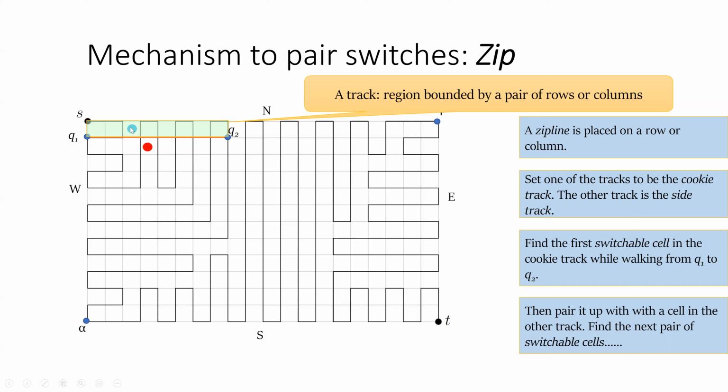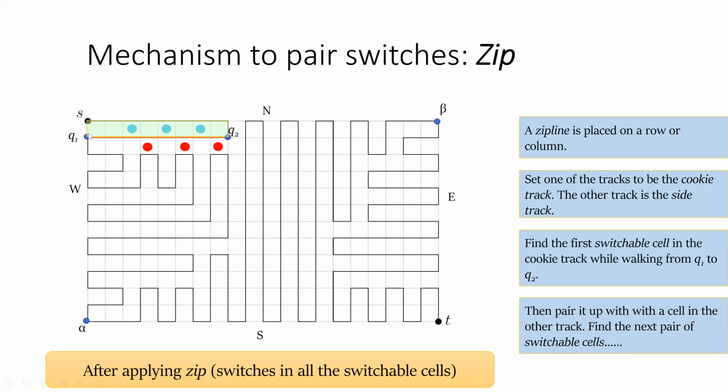So if we do a switch here, it's going to break the path into two components, and the next switch in the red dotted cell will join the two components together to give us another ST Hamiltonian path. And then we find the next pairs and the next pairs. And finally, we just apply switch to all of them together to grow the cookie up to this length Q2. And we now have an ST Hamiltonian path after 3 pairs of switches.